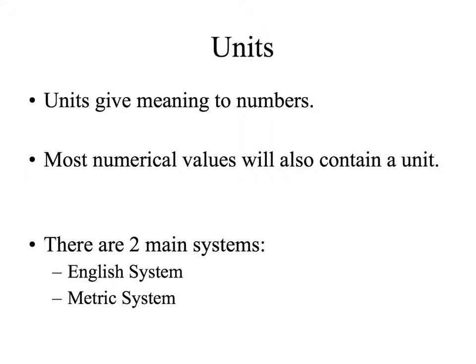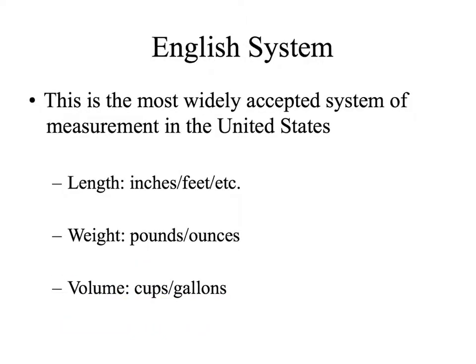And there are two main systems of units. We have the English system and we have the metric system. We tend to use the English system more here in the United States, but the metric system is more widely accepted. So the English system, again, that's the version that we use in the United States. When we're talking about units of length, we're talking about inches, feet, etc. When we're talking about weight, we tend to use pounds and ounces. And with volume, we tend to use cups and gallons, etc.